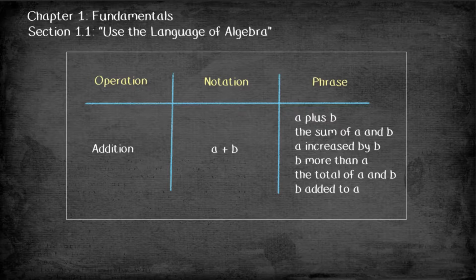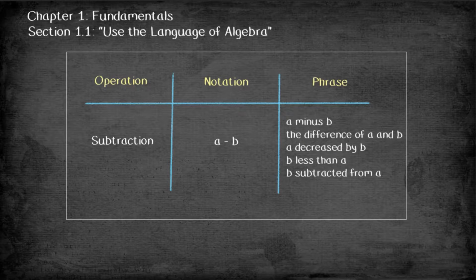Here we have addition, and we write that as A with a plus symbol B. And some phrases that mean addition would be all of the phrases in the phrase column. So A plus B, the sum of A and B, A increased by B, B more than A, the total of A and B, added to A.